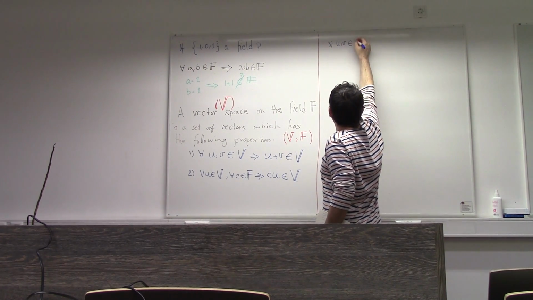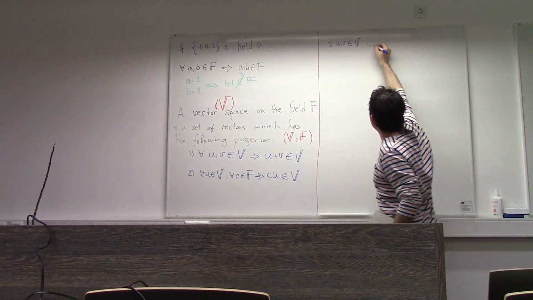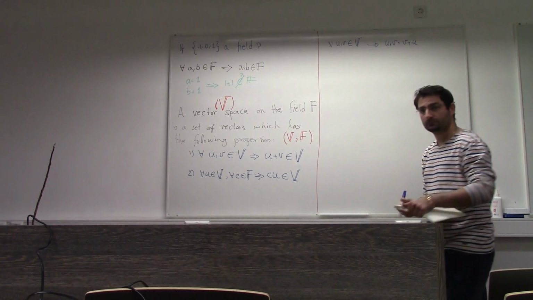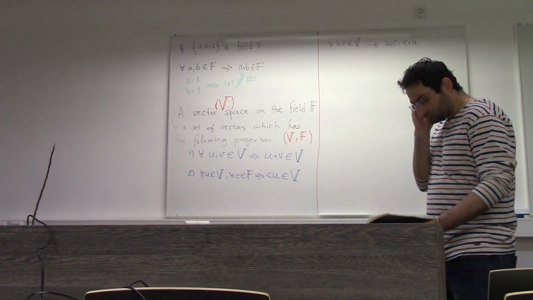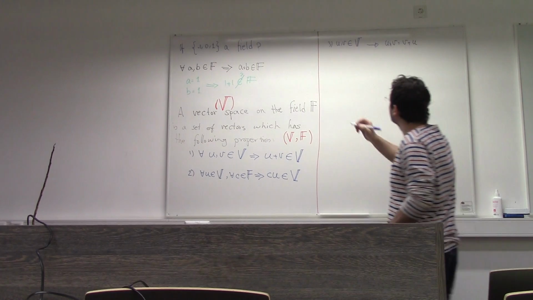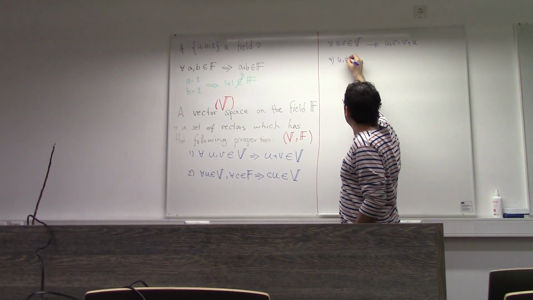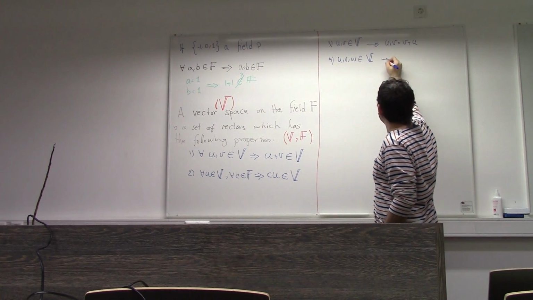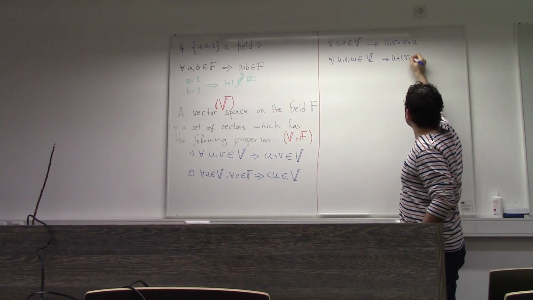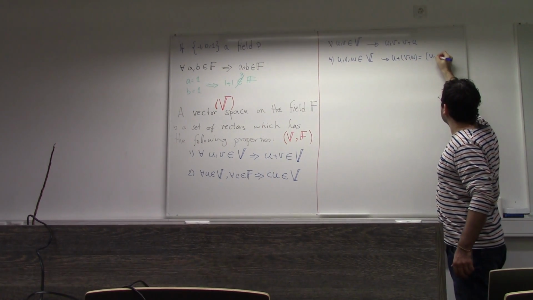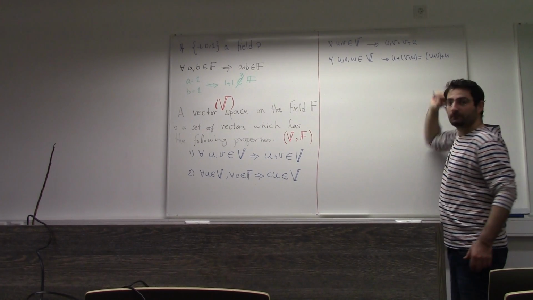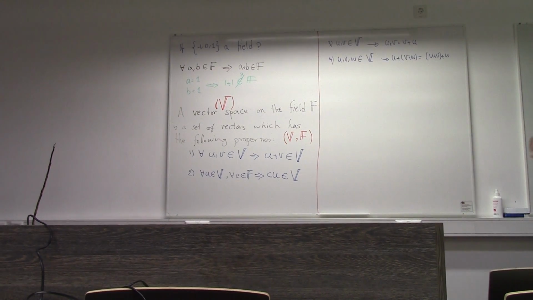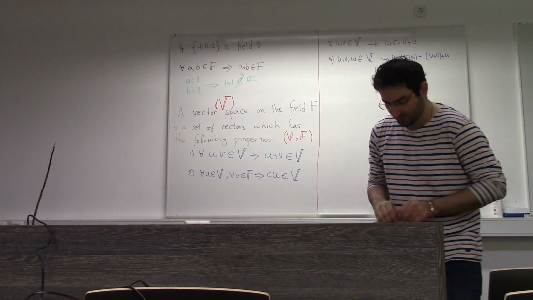U and V belonging to V, then U plus V is equal to V plus U. U, V, W belonging to V, then U plus V plus W is equal to U plus V plus W. I mean, very obvious things that we knew from before, but now we will check all of these properties.